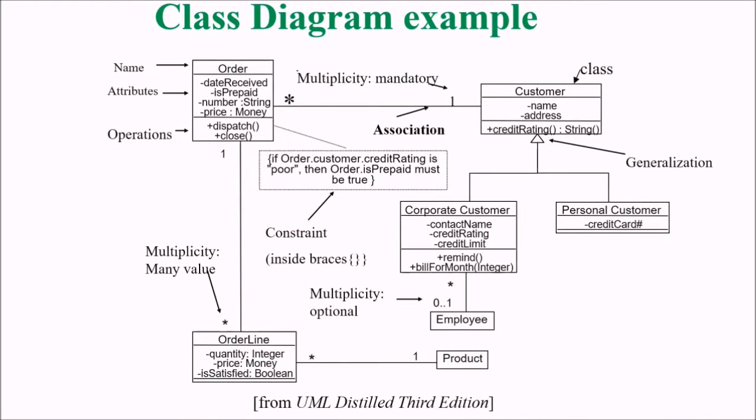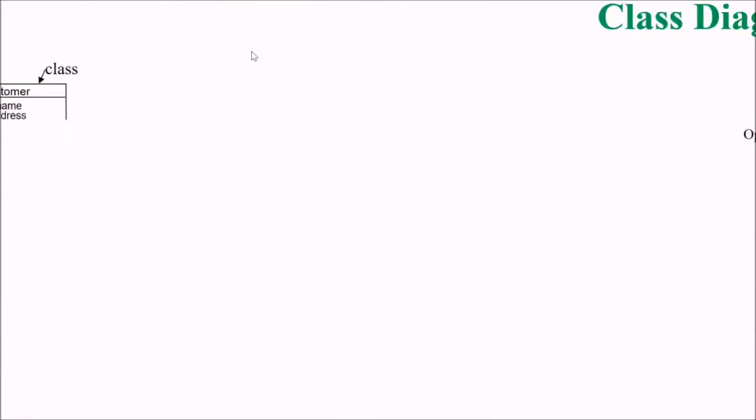So we have an example. This is a class diagram example. If you watch it very closely, these are our classes. We have a class called order, we have a class called customer. These are all classes: order line, corporate customer. Now we have association here. We have a multiplicity, optional 0 dot dot 1. We have generalization. You see this diagram, this is generalization. So all we have discussed is here.